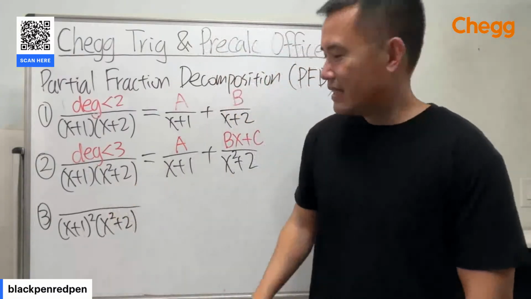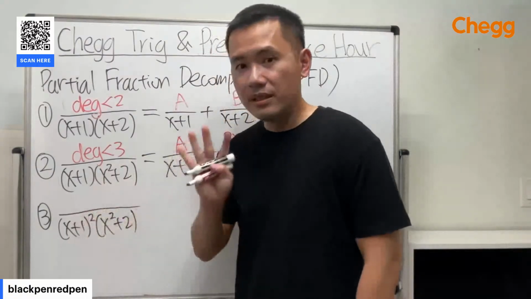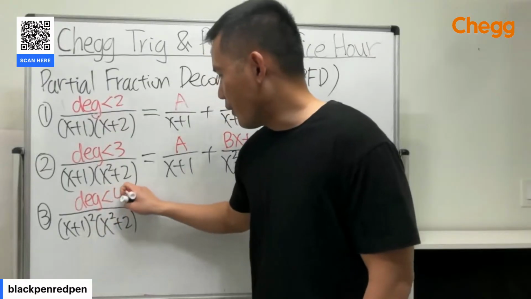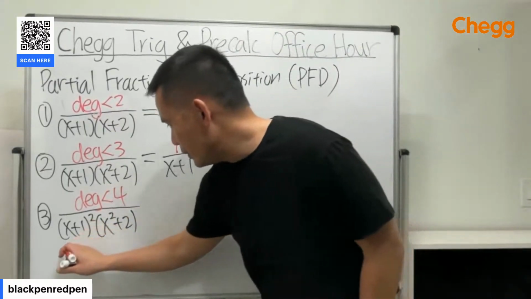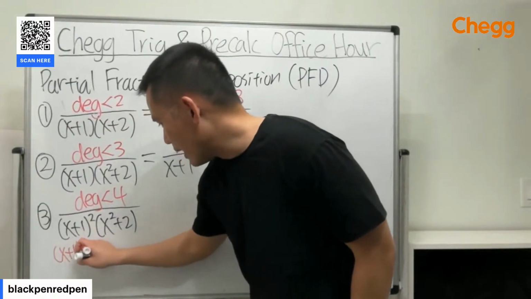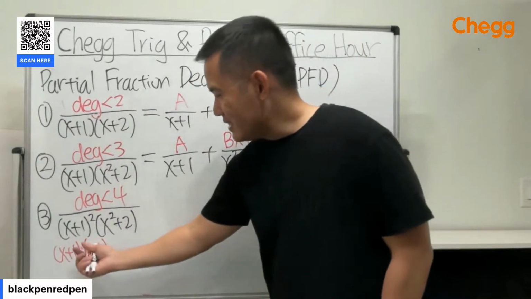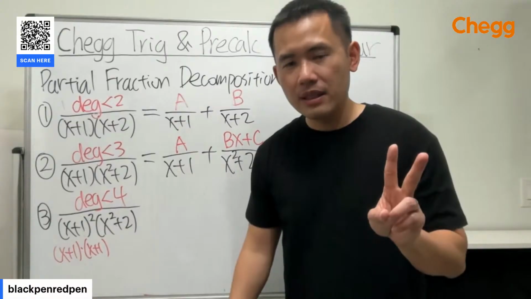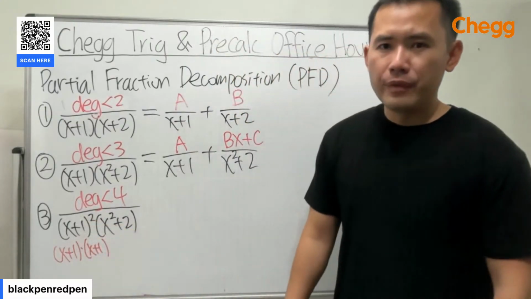Okay. Now let's see. The degree here is 2. The degree here is 2. Together, the degree is 4. So you have to make sure the degree on the top is less than 4. Now, this means we really have x plus 1 times x plus 1. Would you agree? So this is the repeating factor because x plus 1 is happening twice. So pay close attention to the power on the outside.